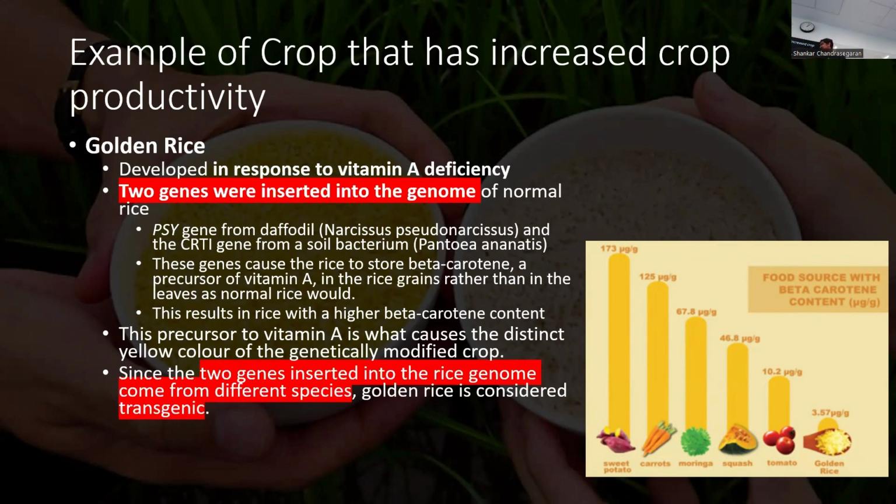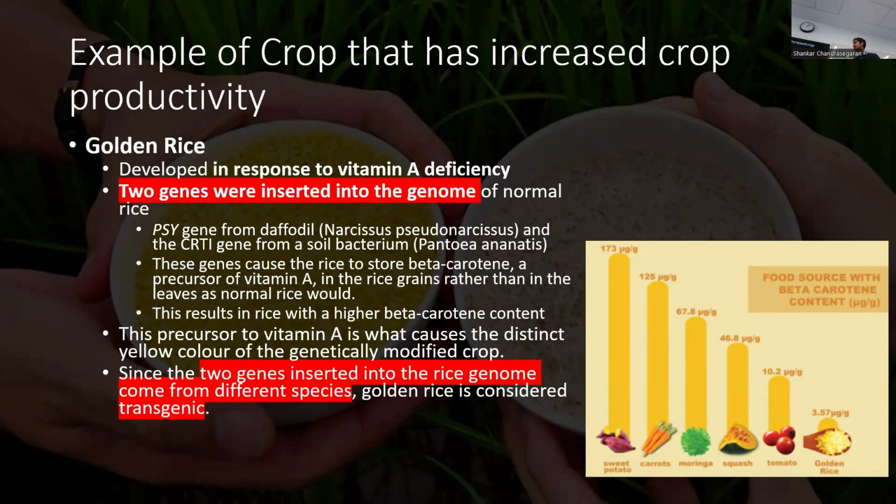These genes essentially store beta carotene, a precursor of vitamin A, within the rice grains themselves, rather than in the leaves as normal rice would. Normal rice has this beta carotene in its leaves. By modifying the genes, we've caused it to store it in the rice instead. That will increase the vitamin A content within the rice. This precursor molecule is what gives the rice its golden yellow color.